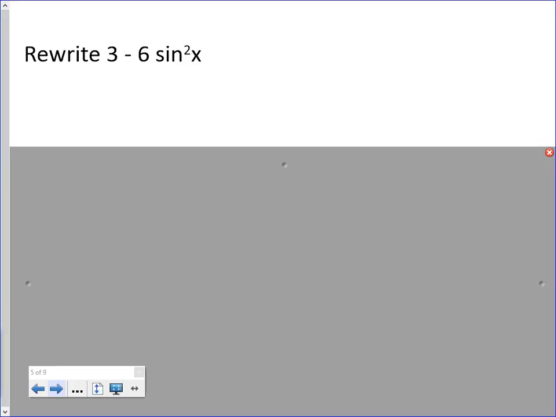This looks most like cosine 2u, right? In all my choices, I have one double angle formula. Cosine 2u is 1 minus 2 sine squared u. Right? And so think about how we can change it so it looks like that. What do these two terms have in common? A 3, so factor that out.